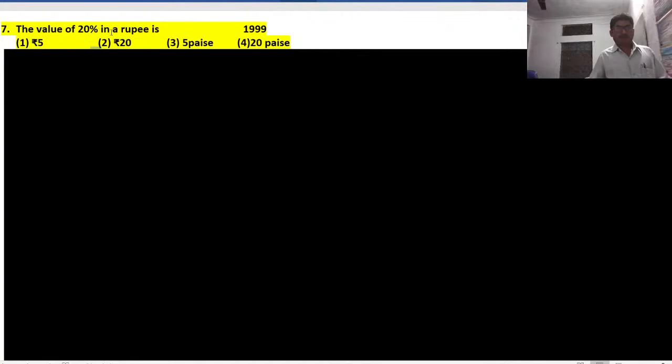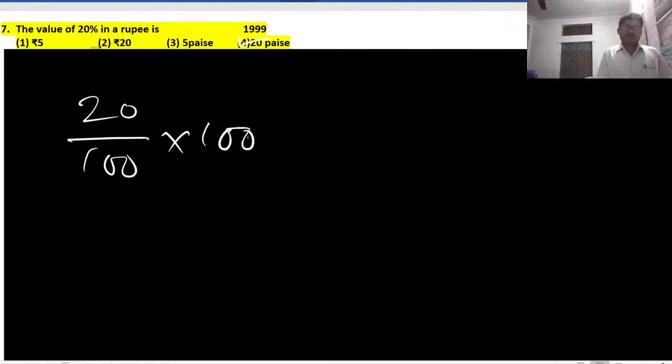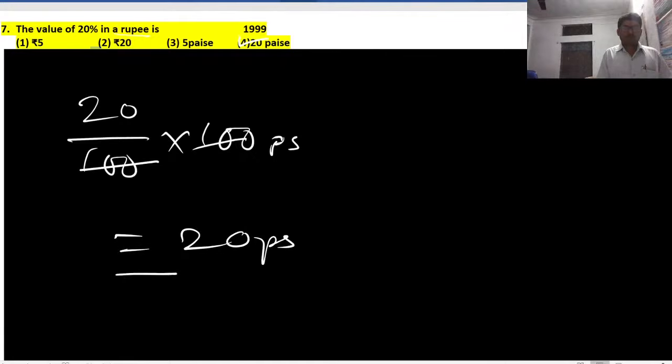The value of 20% in a rupee is 20 paisa. Without calculating also we can identify. How? 20 by 100 into 100 paisa, since 1 rupee means 100 paisa. So 100 cancels, and we get 20 paisa. Option 4.